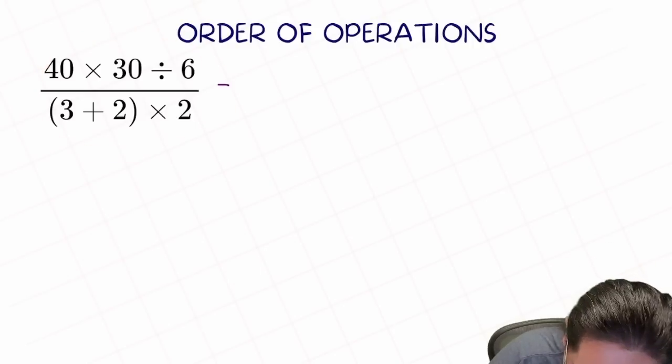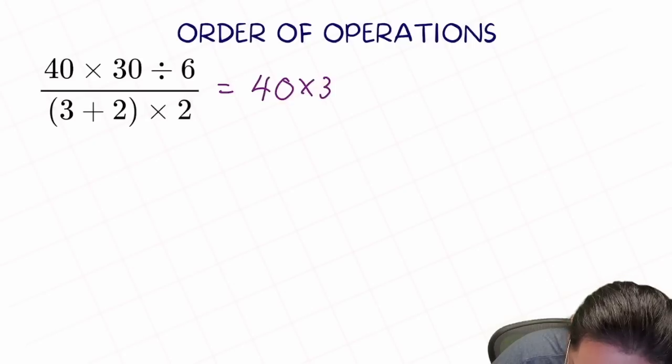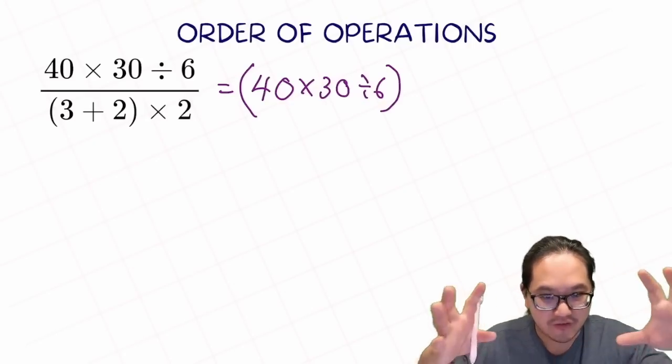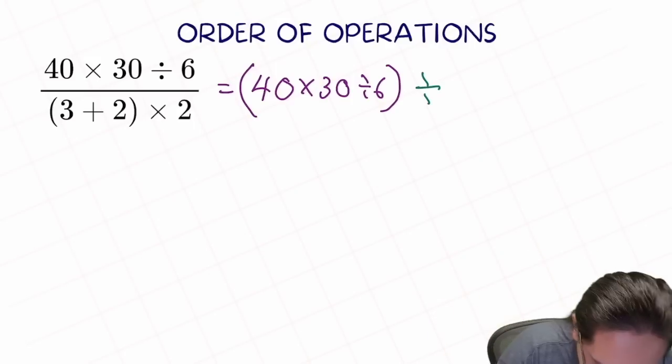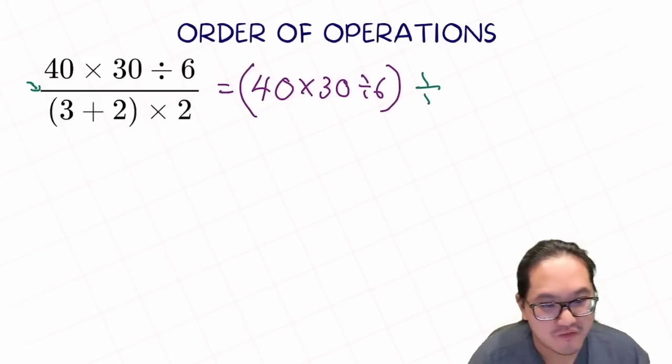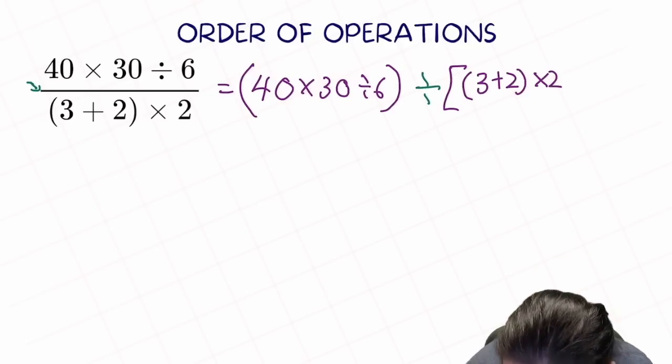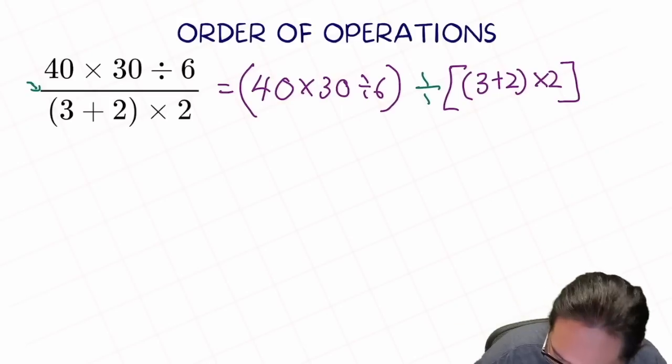if we break it down to something we can digest, it will be big parenthesis, 40 times 30 divided by 6, everything as a whole, divided, right? We know that this line is equal to divided, so divided. Big old thing right here. So we use bracket this time. 3 plus 2 times 2, and then bracket. See, we can do this, right?